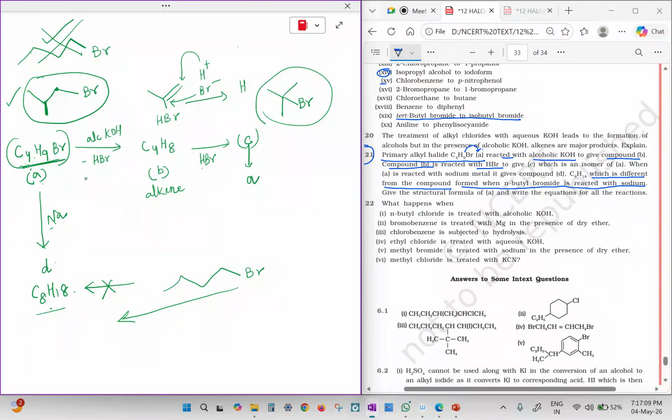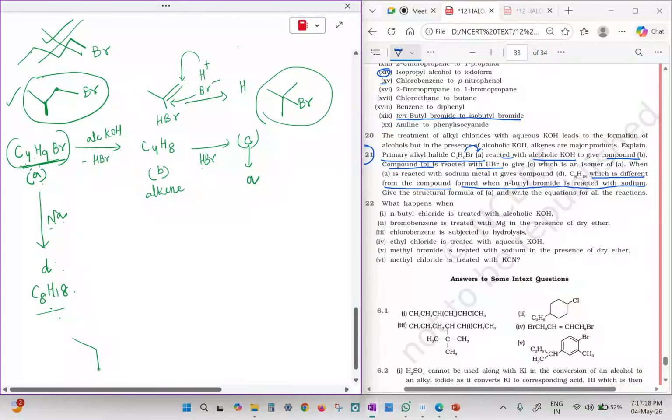Okay. So what will A produce on treatment with sodium metal? You have taken this compound as A. So you write it once again. This is your A, with 2 moles of sodium. Remove the bromines, and once you remove them, you just have to connect the two carbons. That's all.